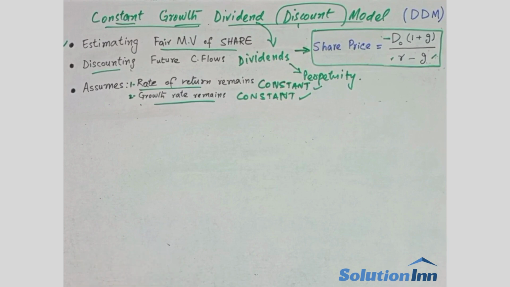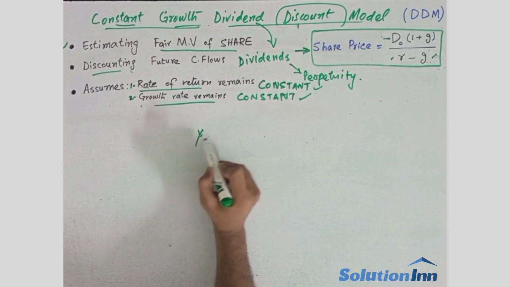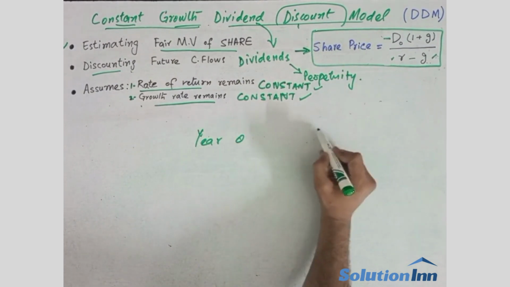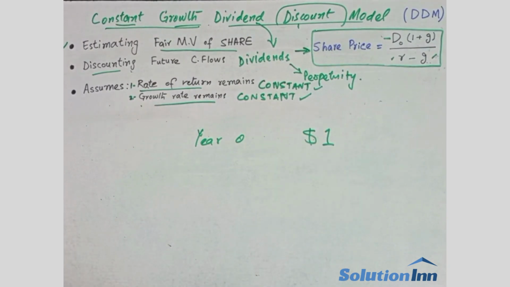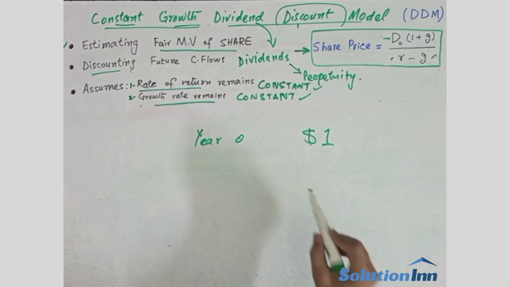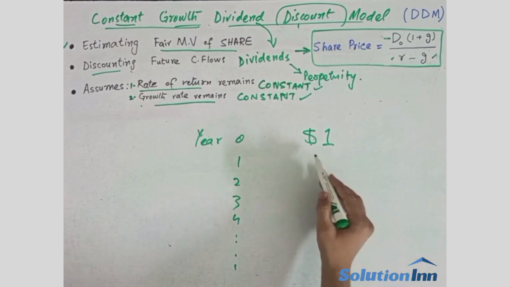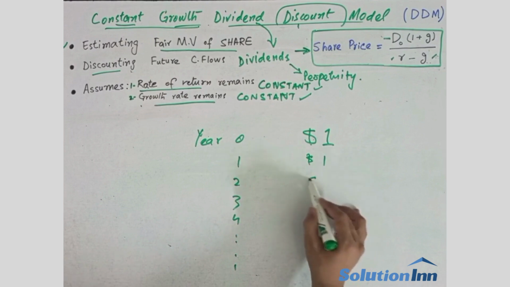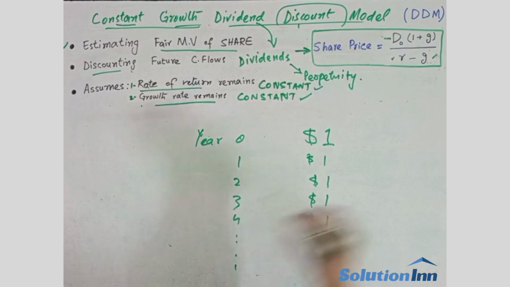The companies normally have dividends announced annually. Let's say a company has paid a dividend of $1 in year 0. So there are two cases: either in year 1, 2, 3, 4, throughout life, the same $1 is going to continue, or there is a growth.